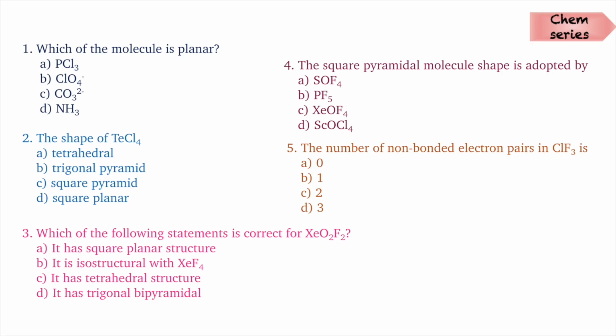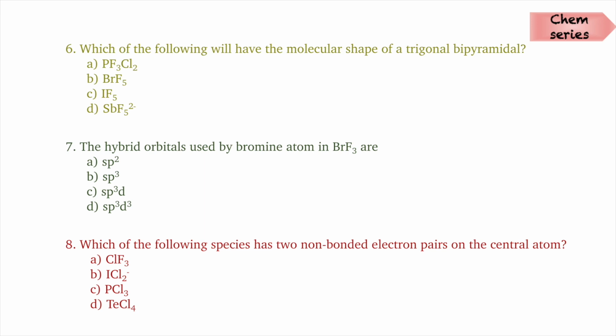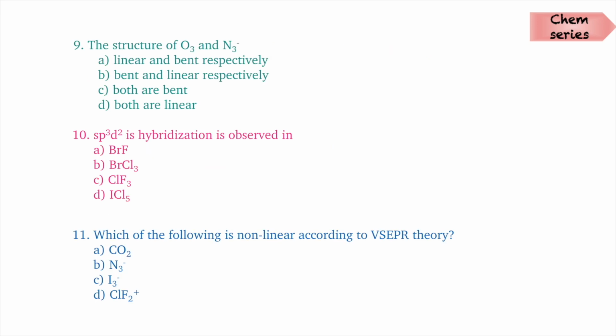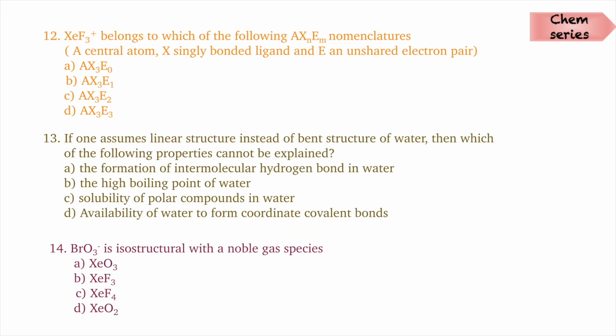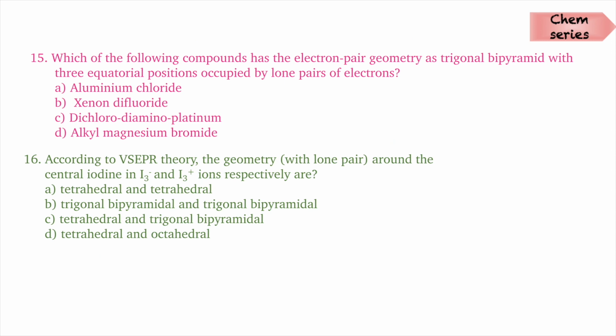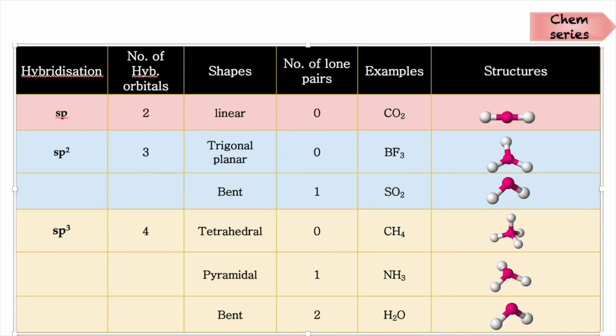I have taken 16 questions from many competitive exams, say CSIR, GATE, JAM, and I even referred a few books for this. And if you've seen my VSEPR lecture, I have given detailed information about this table. I'll briefly tell you about it now. It contains hybridization, number of hybrid orbitals, shapes, number of lone pairs, and structures with examples.